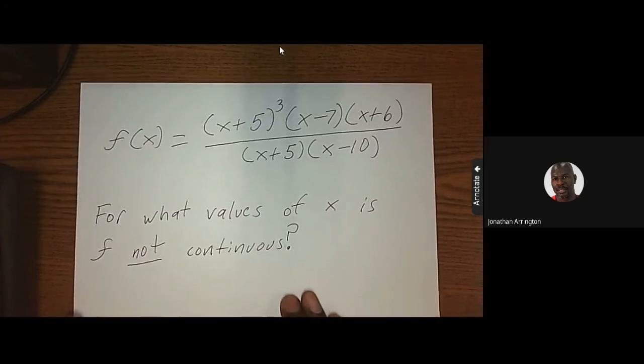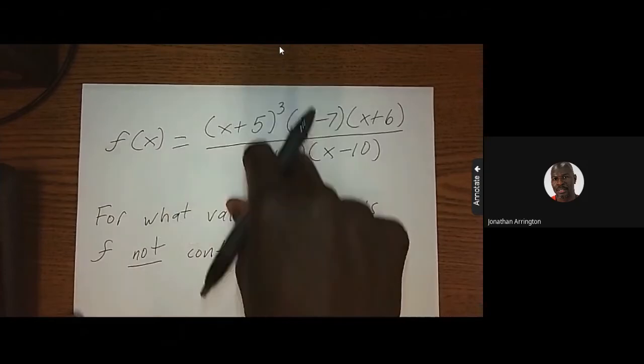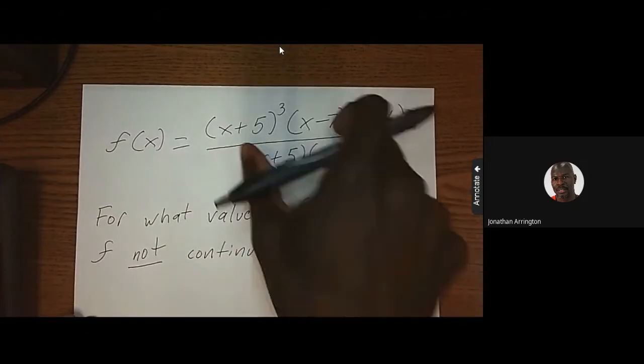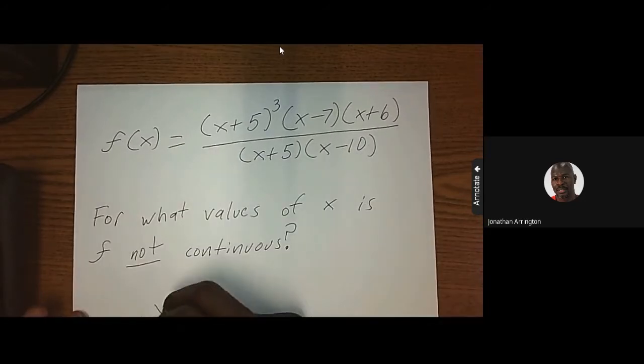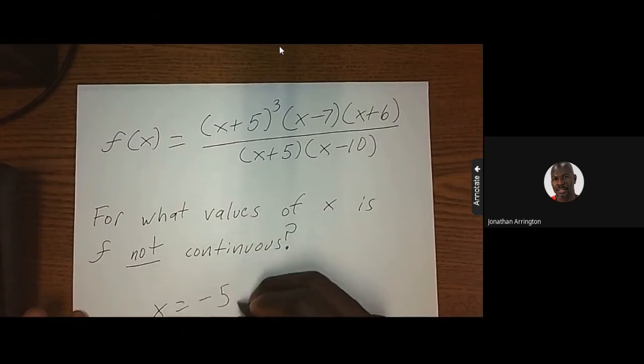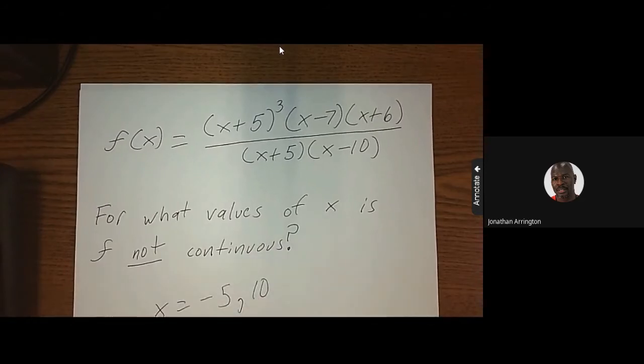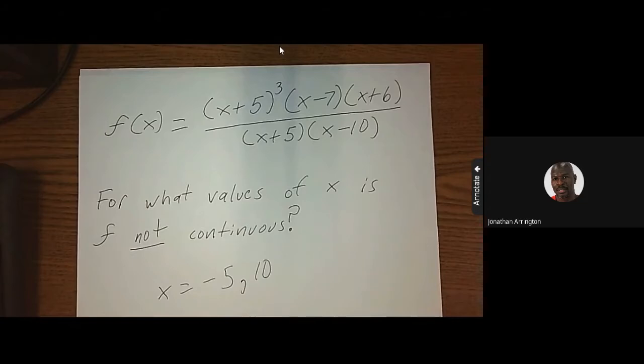That's all it asked. It's a very simple question. Now, the deal is when you have a rational function of polynomials, it's only going to be discontinuous at the values of x that make your denominator 0. That's it. That's all you have to look for. So this guy right here is not continuous when x equals -5 and 10. That is it. Problem solved.